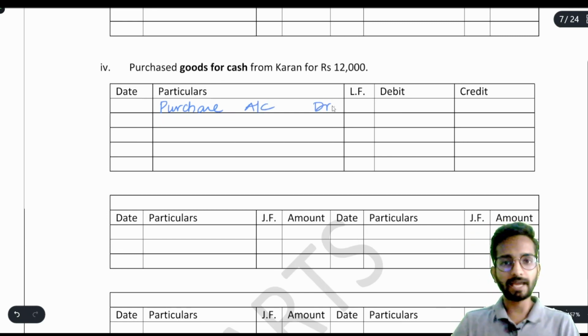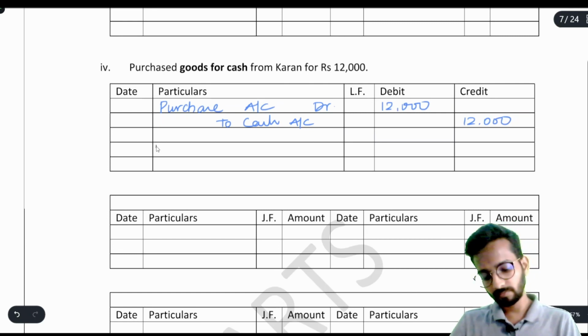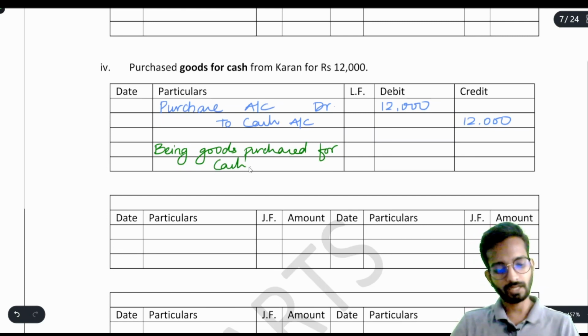Are you purchasing in cash? If you are purchasing in cash, you can directly write to cash account 12,000. Now, what will you write in the narration? Being goods purchased for cash.